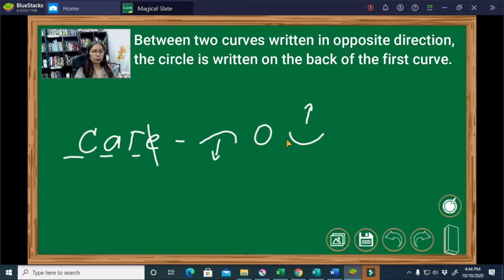So according to the rule, where are you going to write the circle? It's on the back of the first curve. So which one is the first curve? This one, letter K. So meaning to say, this is how to do it. Letter K, that is the first curve. Counterclockwise. That is your letter A. And then join the R. Okay. So this one is facing down, R is facing up. Alright. So that is the technique of joining the circles.